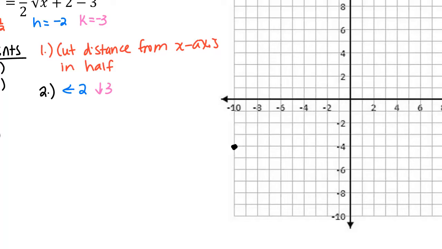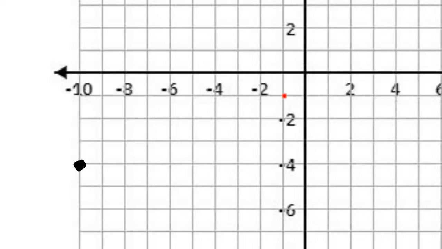Okay, so cut it in half and then go left 2, down 3. Let's go to the next corner point, which is -1, -1. What's the distance to the x-axis? 1, and half of 1 gets you 0.5. So from the 0.5, I go left 2, so 1, 2, and then down 1, 2, 3. We end up at -3, -3.5.